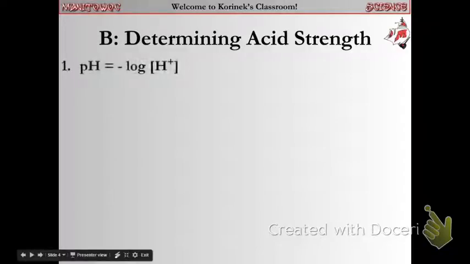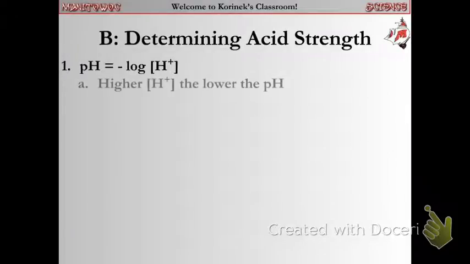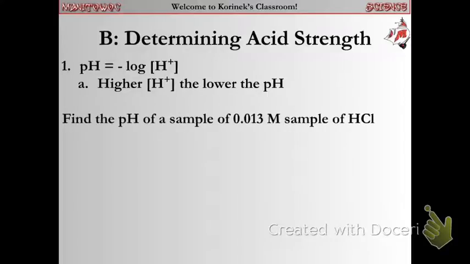So we're going to have to determine some acid strengths in class, and so I'm going to walk you through the process to do that. So first of all, pH. Let's say that you're given the concentration of a particular acid, and you want to know its pH. The higher the concentration of the hydrogen ion, the lower the pH is going to be. So let's take a look at a sample problem.